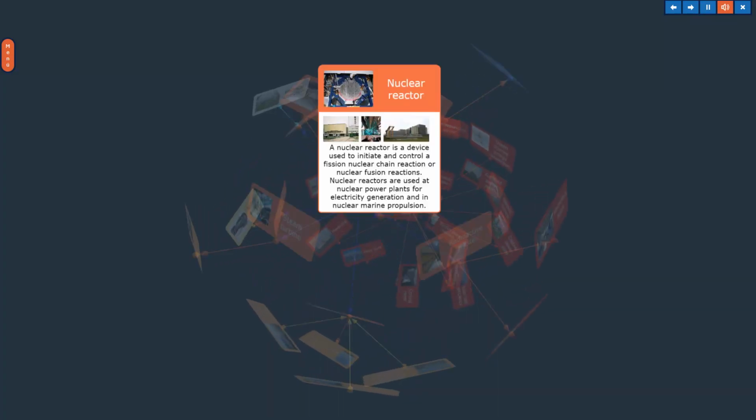Nuclear reactor. A nuclear reactor is a device used to initiate and control a fission nuclear chain reaction or nuclear fusion reactions. Nuclear reactors are used at nuclear power plants for electricity generation and in nuclear marine propulsion.